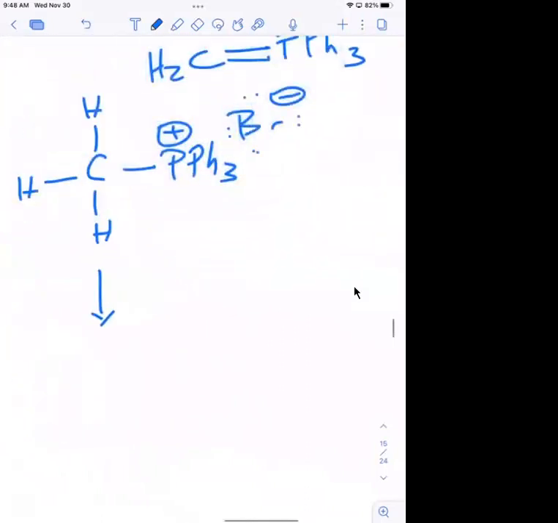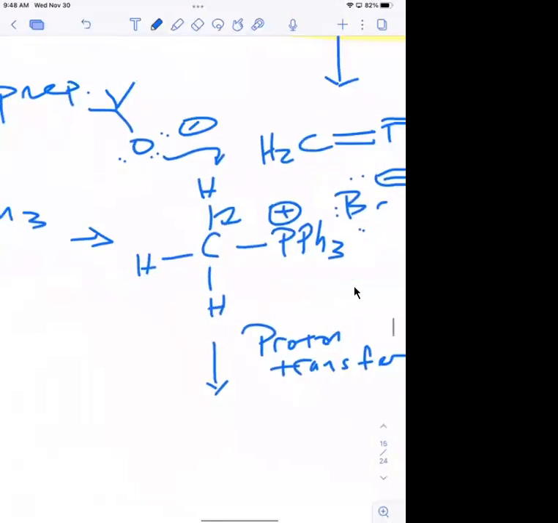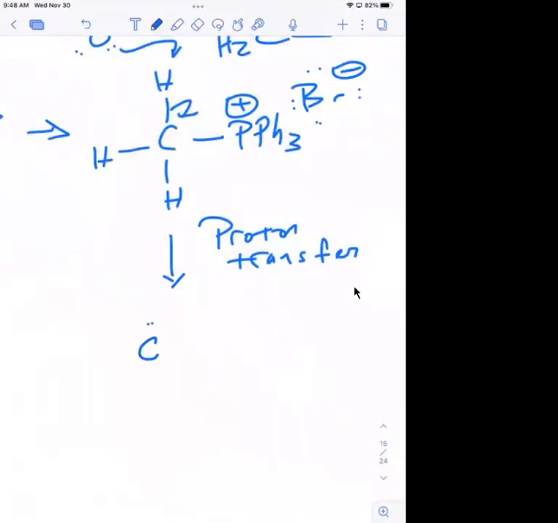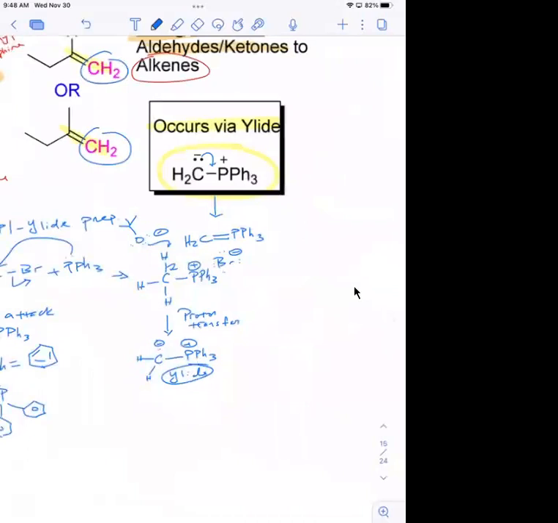And then I need to do proton transfer with my base. So the base is going to come in here, and it's going to just pull off this proton. All right, so then that's how I get my ylide. So that's going to be negative now. This is positive. And it's this ylide that attacks your carbonyl.